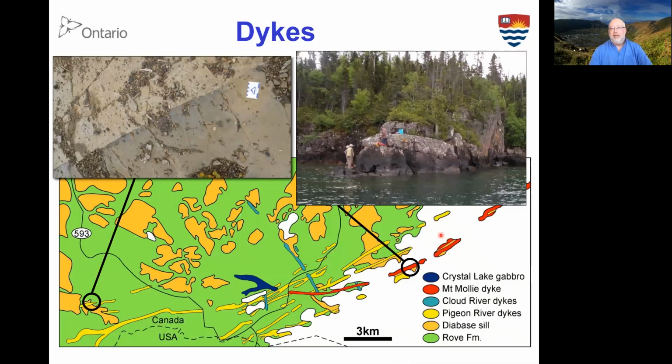There are quite a few dike systems throughout the rift. We particularly see them down in the south. If you look at the main ones, there's, broadly speaking, this northeast trending unit, which is the Pigeon River dikes, the Cloud River dikes, which are these northwest ones, and then Mount Mollie, which runs through here. Until quite recently, the ages of these have been a little controversial, particularly the Pigeon River. We've had some 1140 and 1080 ages come back from these.